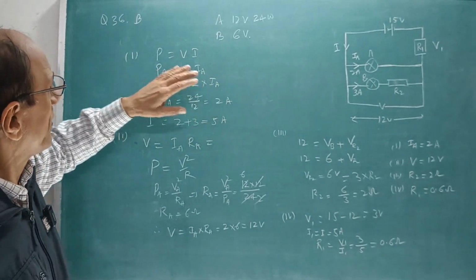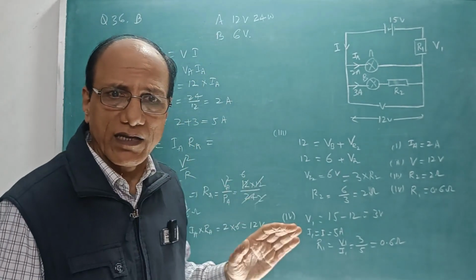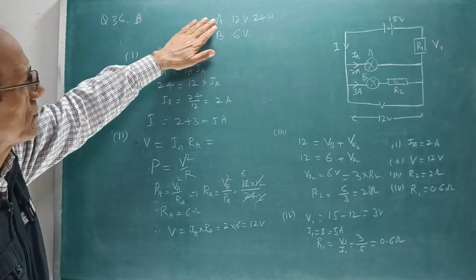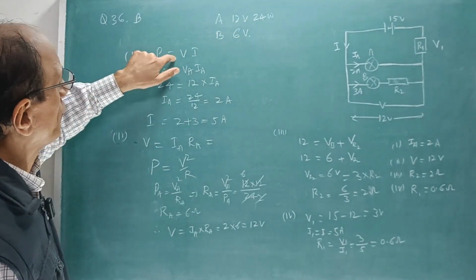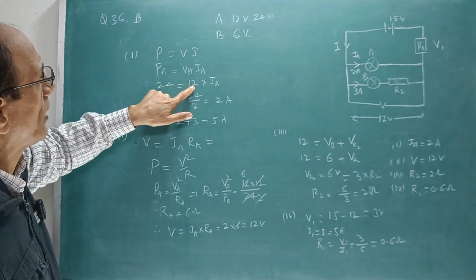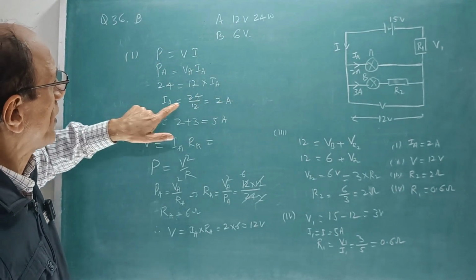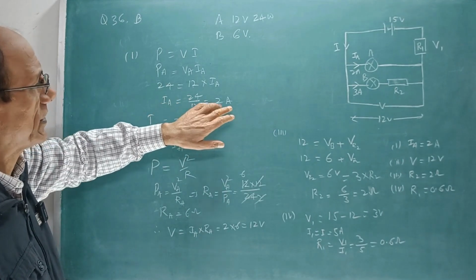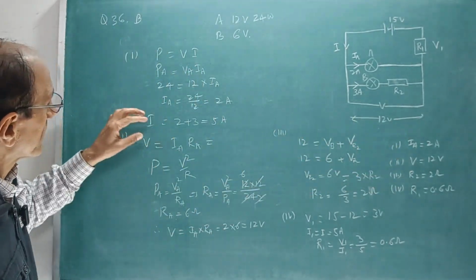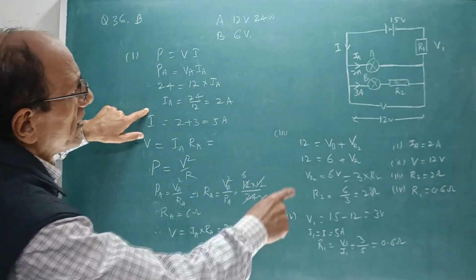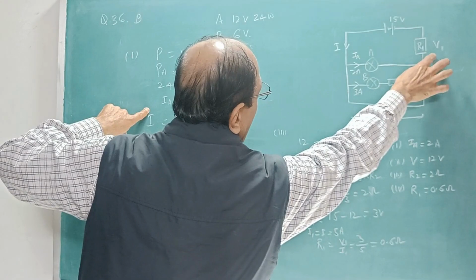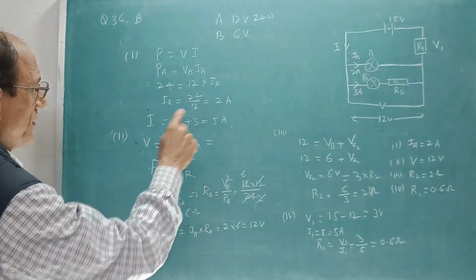So we have to find first the current through the lamp A. Since lamp A is working at its rating, P is equal to VI. So PA will be equal to VA into IA. So 24 is equal to 12 into IA. So IA will be 24 divided by 12, that is 2 ampere. So first part is okay. Now since this current is 2 ampere and this current is 3 ampere, the total current I, which is equal to I1 here also, will be 5 ampere.